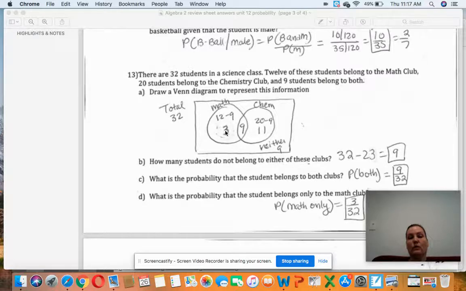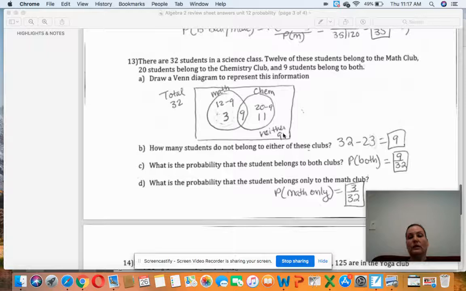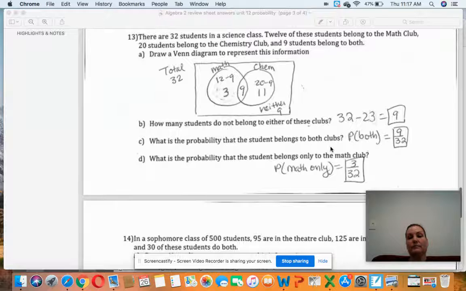So there's really only 3 that are just math. And 20 chemistry minus the 9 that are shared, there's only 11 that are just chemistry. So if I want to know how many are in neither club, I'm adding 3 plus 9 plus 11. And that is 23 right here, because that's actually the first question. How many students do not belong to either of these clubs? So 3 plus 9 plus 11 is 23, and there were 32 students total. 32 minus 23 is 9.